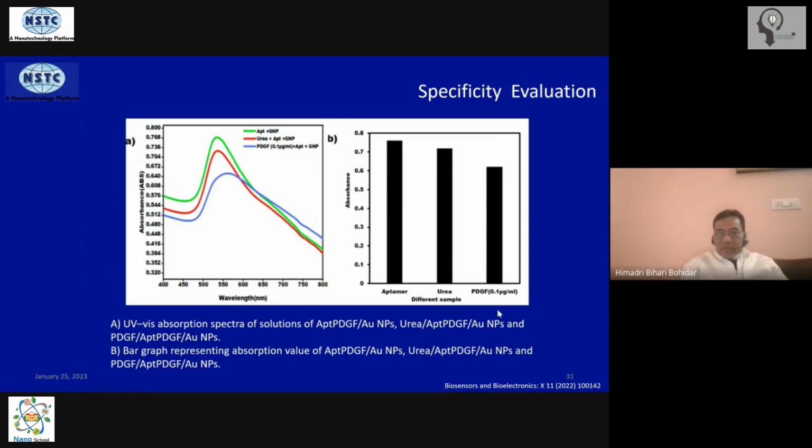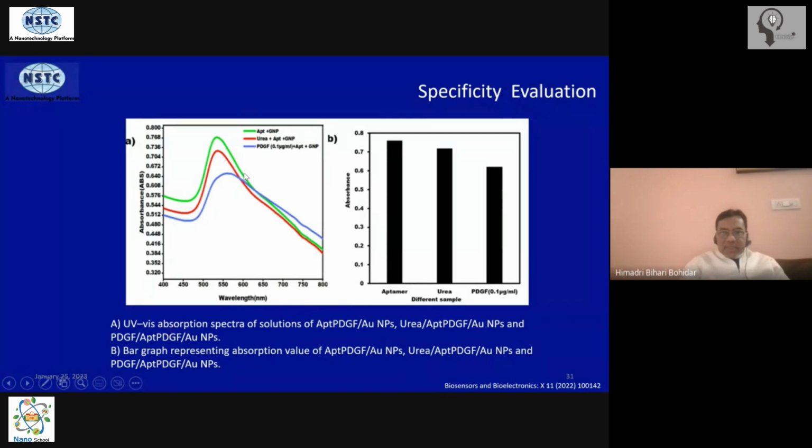0.1 microgram per ml concentration, this is the absorbance value. And correspondingly, the UV visible spectra will be like this. It's more or less same thing what we had seen earlier. Heptamer and gold nanoparticle, green one. With urea, it is the red. And with the PDGF, it is the blue one.